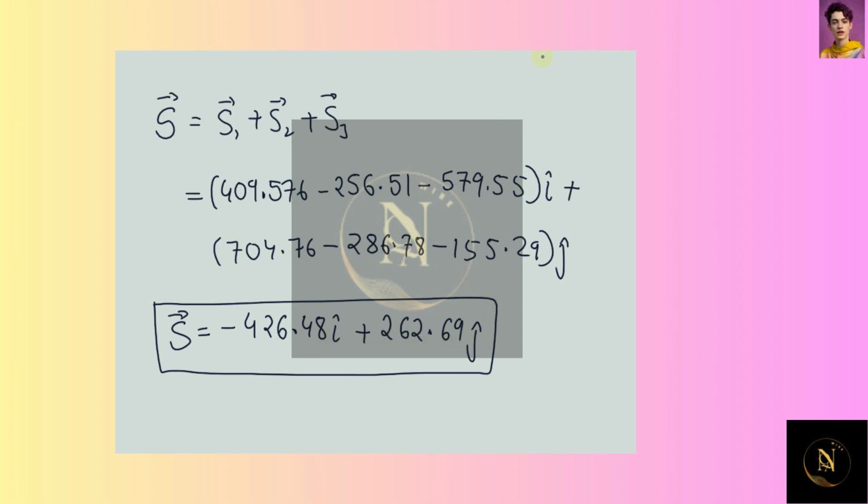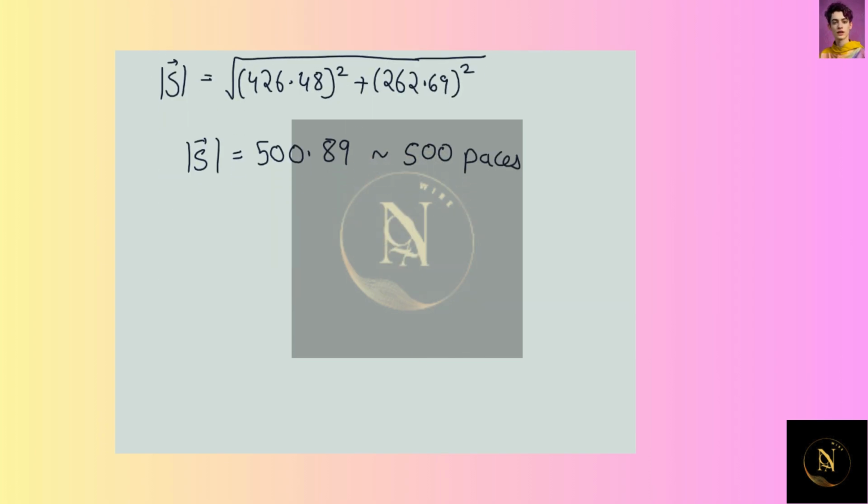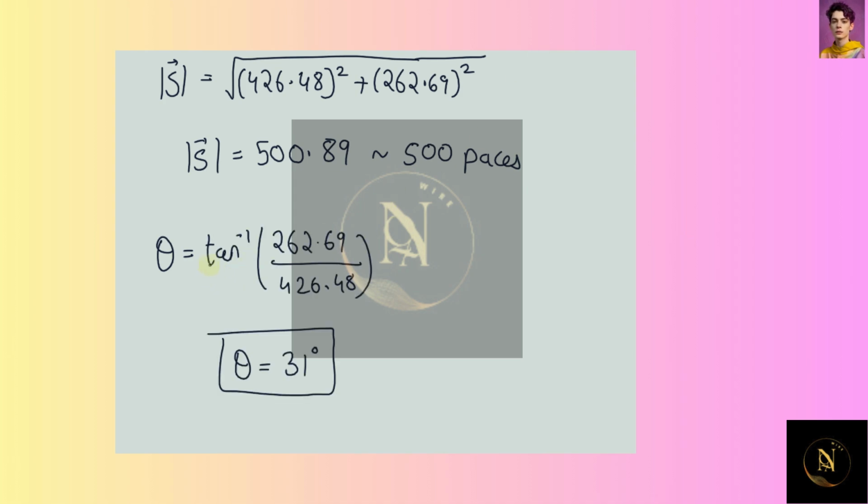Now if we take the magnitude, it will be the square root of the x component squared plus the y component squared, and if we solve, we get 500.89. So that is about 500 paces, the displacement. Then the angle theta is equal to tan inverse of y by x. The y component is 262 and the x component is 426. If we calculate this, we get theta as 31 degrees.